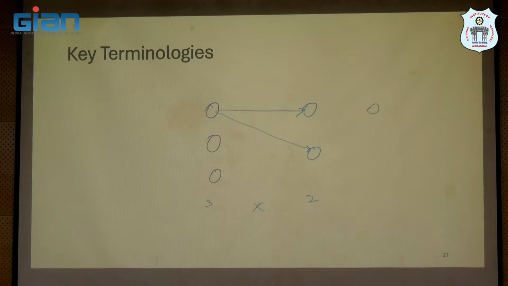If I have another layer, then this will have 2 neurons, so this will be 2 cross 2. If I have one output layer, there will be 2 cross 1. So the total number of weights in the system is 3 cross 2 plus 2 cross 2 plus 2 cross 1. So that many weights are there.